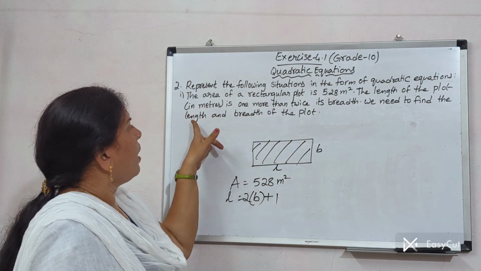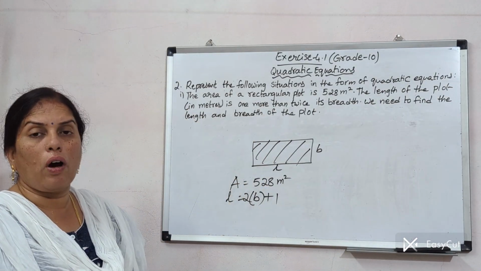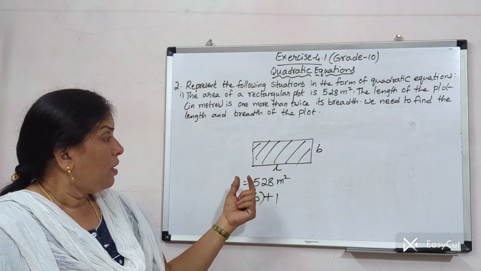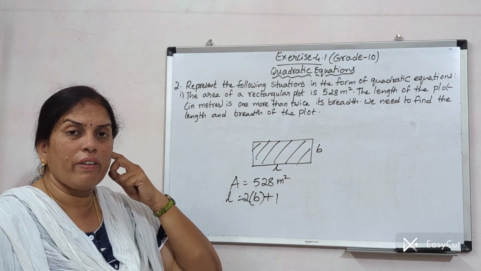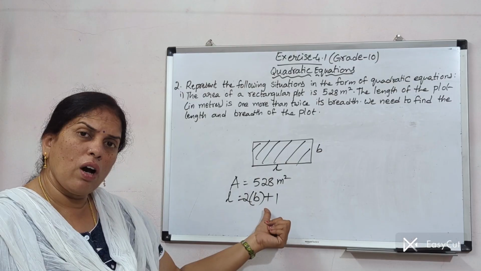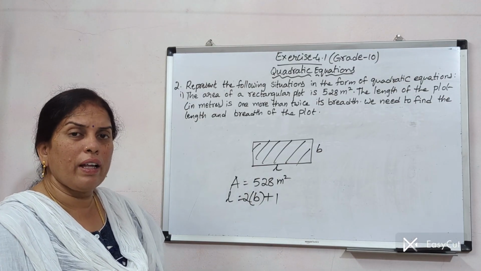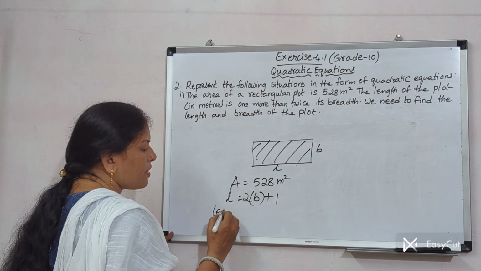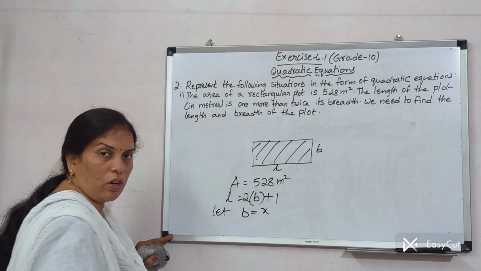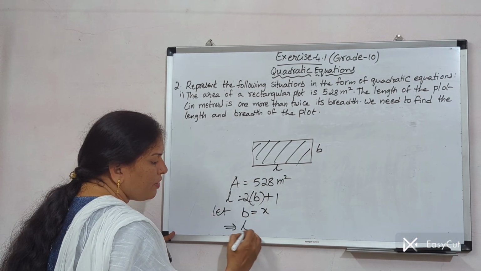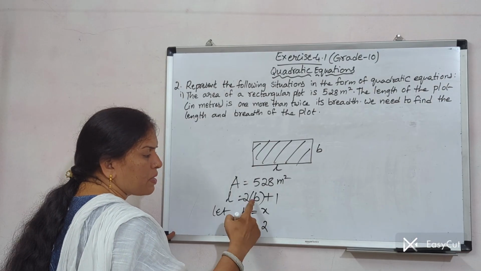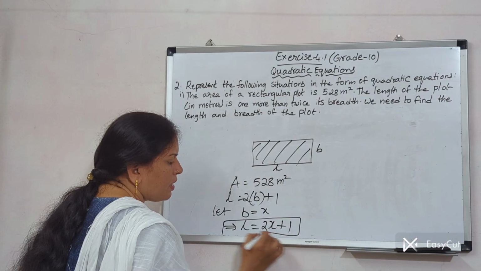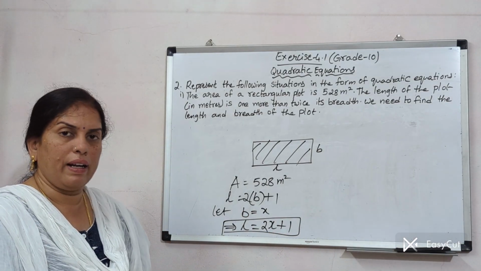We need to find out the length and the breadth of the plot. They told us to find the length and breadth of the plot. Did they give the breadth here? No, they have not given it. But length is based on breadth. What should we do then? We do not have the breadth. So let breadth be equal to x. Okay, children? Therefore, length is equal to how much? 2 times its breadth. Breadth means x, no? 2x plus 1. This is the length and this is the breadth.